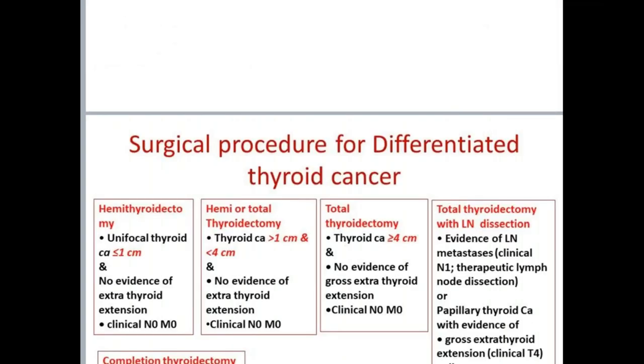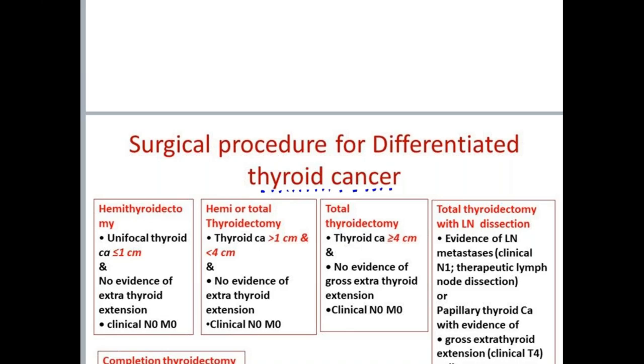Hopefully I can show you that slide. Now, this is a table that I've made for the benefit of all of you. What is the surgical procedure of choice? Please concentrate on this table. Surgical procedure for differentiated thyroid cancer, there are 4 groups. When do we do hemithyroidectomy? When do we do total thyroidectomy? Now, it is classically given here in a malignancy now.